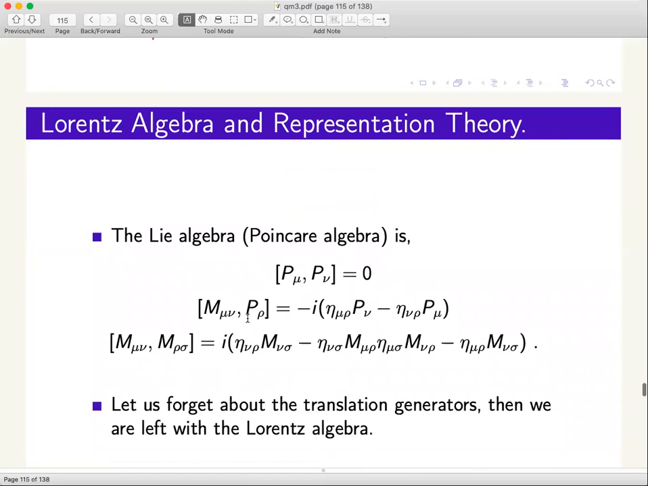What we are actually going to concentrate on is only this last commutation relation. So we can just set translations to 0 for the time being, because we want to look at Lorentz algebra representation theory. Translation representation theory just adds momentum to every representation that you have. So you can forget it for the time being.